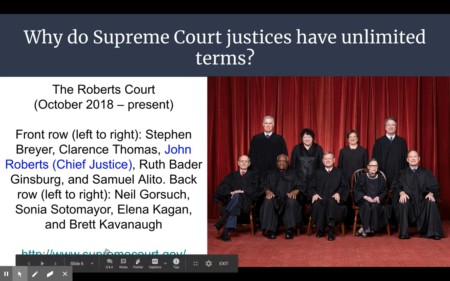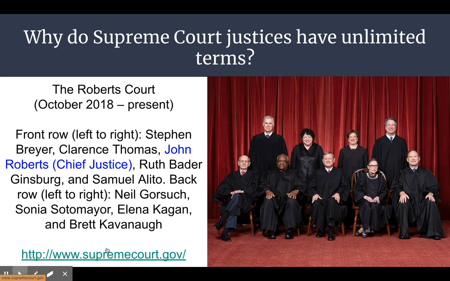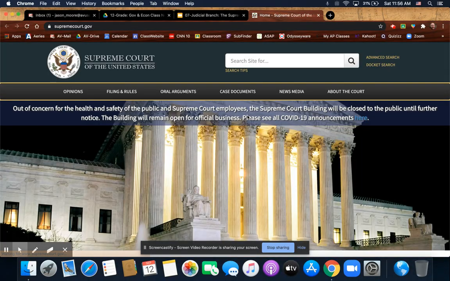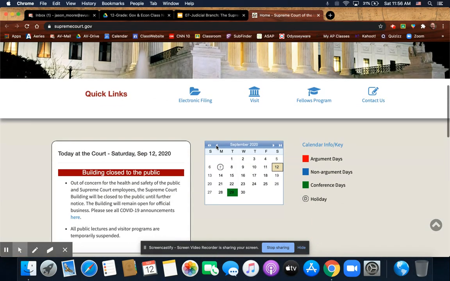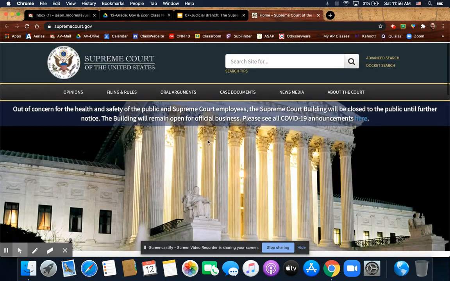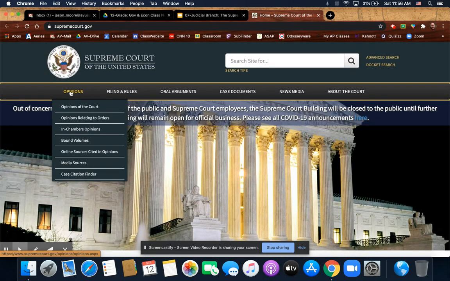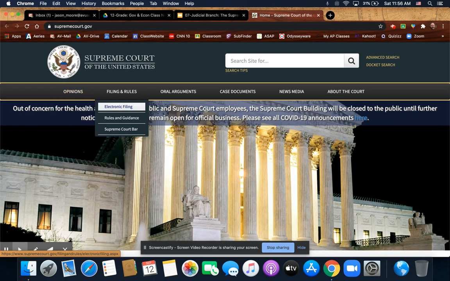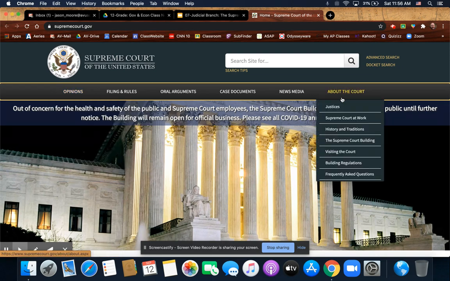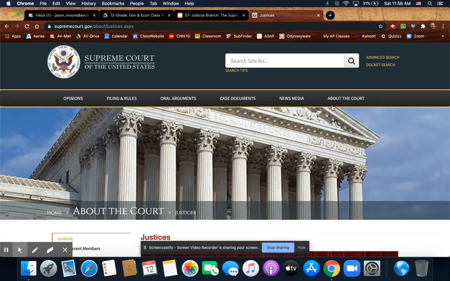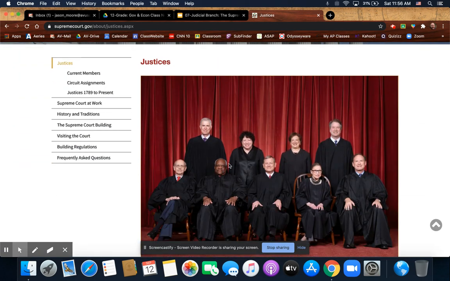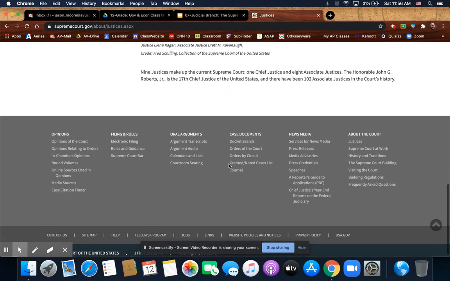I actually put a little link in my notes so that if you click on that link, it will open up the actual Supreme Court website, and you could see, for example, the opinions that they're working on. You could look at things like the justices. If you clicked on this one, you could always find the list of the current justices. That's where I snagged the picture from.